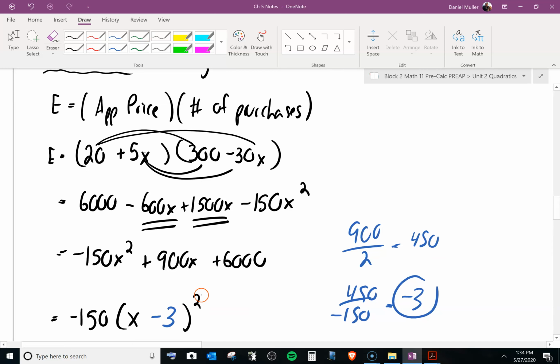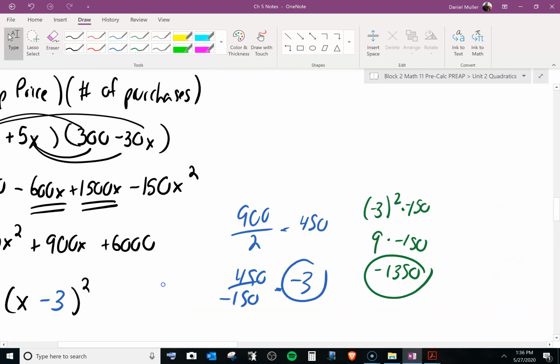Now, to find out the other number, you could go x minus 3 times x minus 3, and you could FOIL that, and then you could times it by negative 150. But I'm going to do the cheating method. I'm going to go negative 3 squared times the number in front, which is negative 150. Negative 3 squared is going to be 9, and 9 times negative 150, 9 times 15, 135, so negative 1,350.